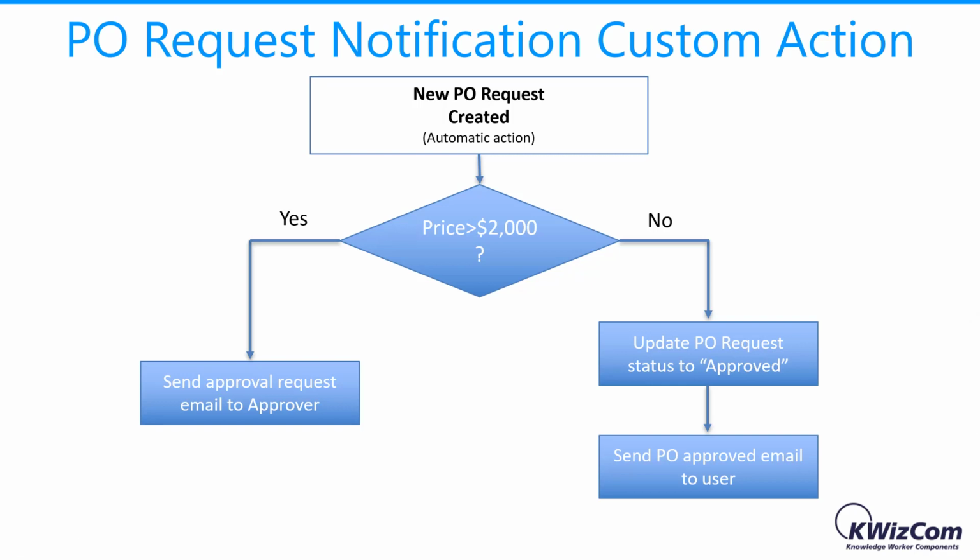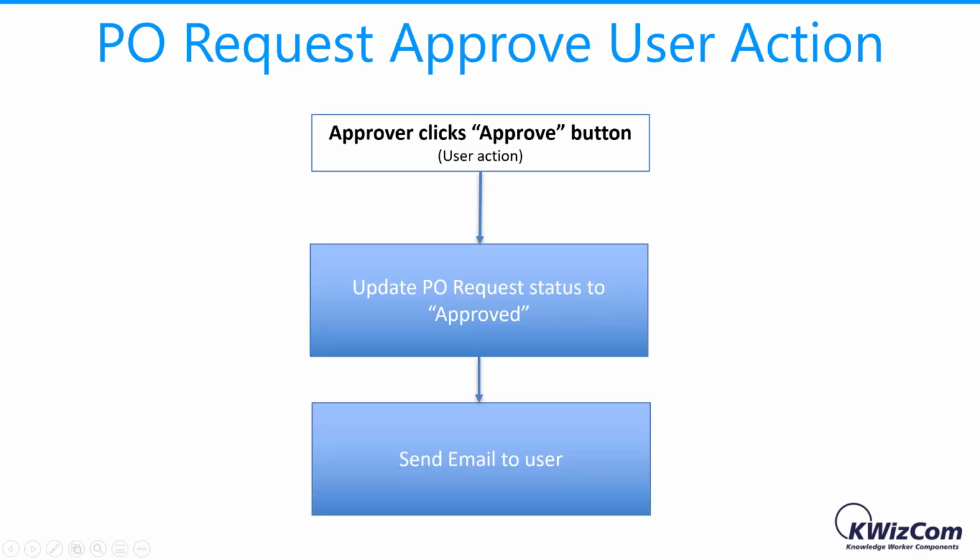The PO request notification custom action was implemented as an automatic action. So whenever a user created a new PO request item and saved it, it would trigger the custom action. And then according to the condition that we implemented, it would send an email to an approver and update the status of the item.